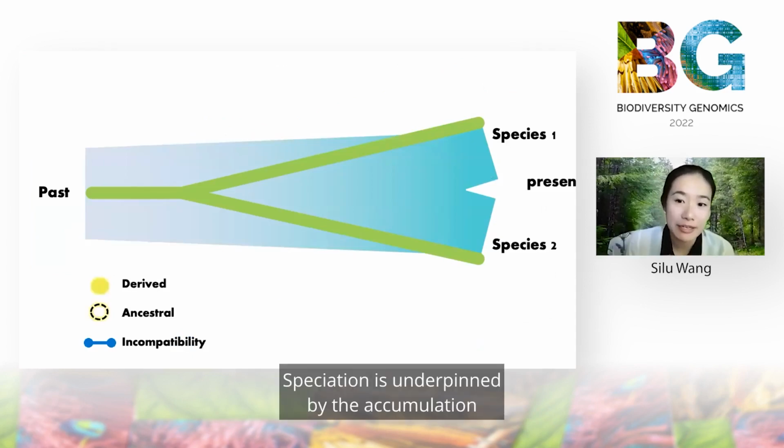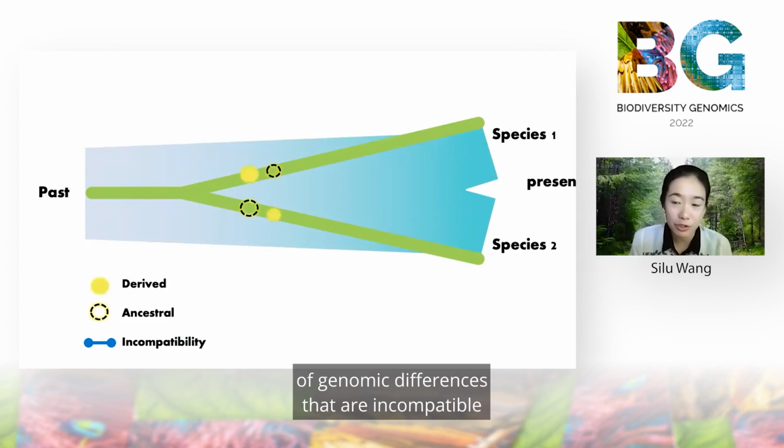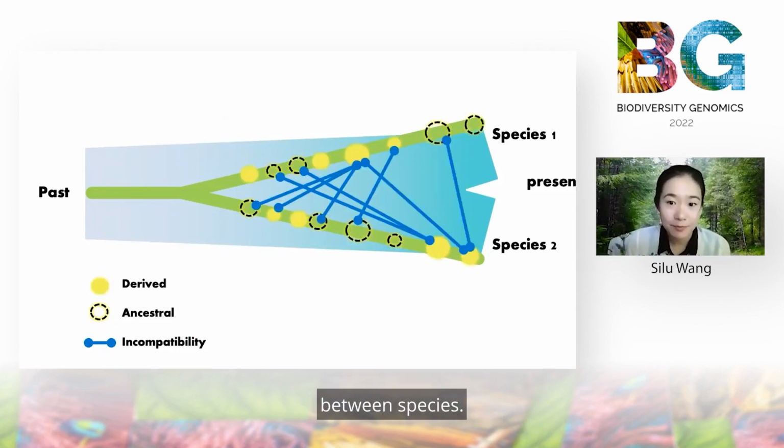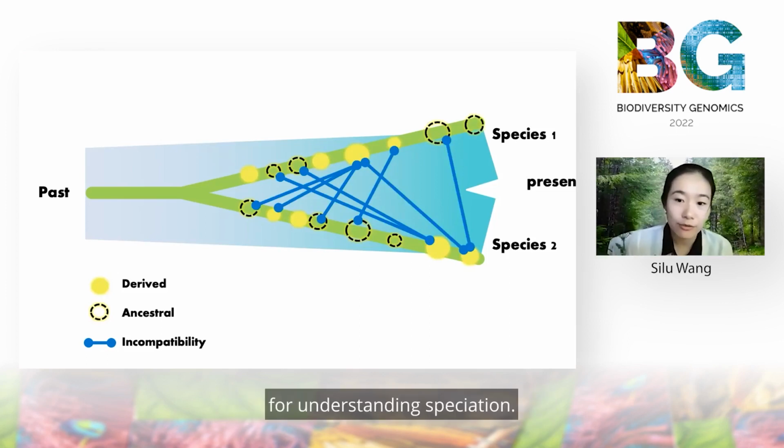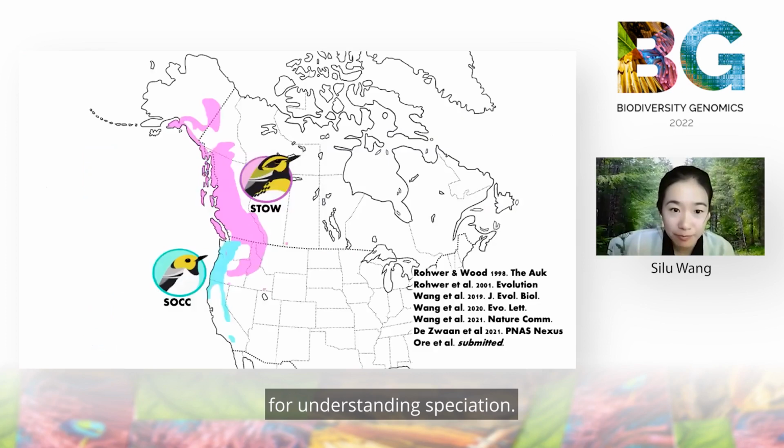Speciation is underpinned by the accumulation of genomic differences that are incompatible between species. Uncovering the evolutionary forces at these key genomic regions is critical for understanding speciation.